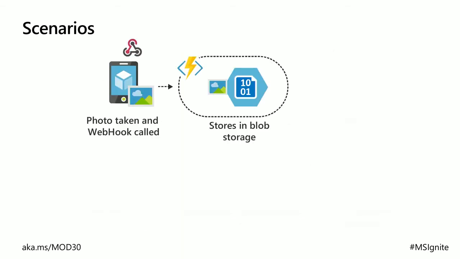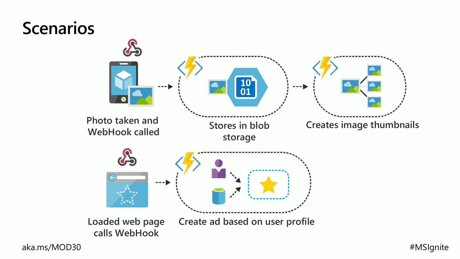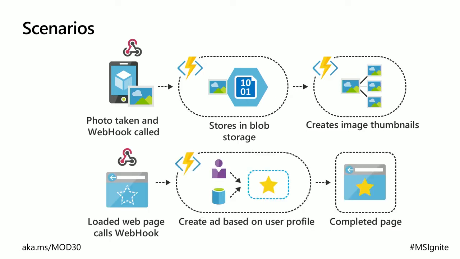Other scenarios, the one that we're actually covering today: photos taken, put it in blob storage, and then create image thumbnails. Another one that most people are familiar with if they're using social media is a page is loaded, and you look at a user's profile and produce ads or other relevant information based on the profiles and the information they have.